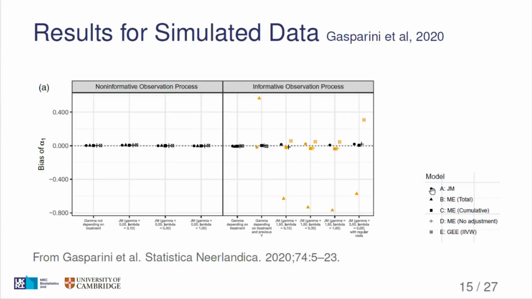The models they've fitted are all given different symbols in the graph. So these are all the models that I've described so far in the talk.